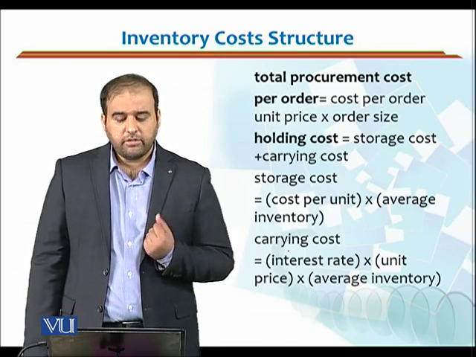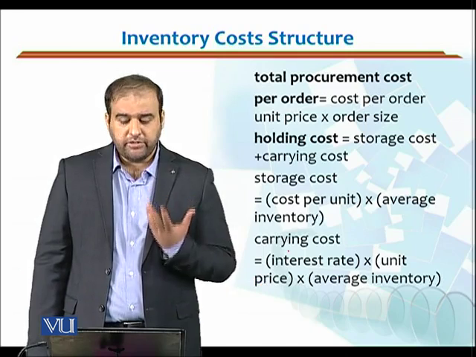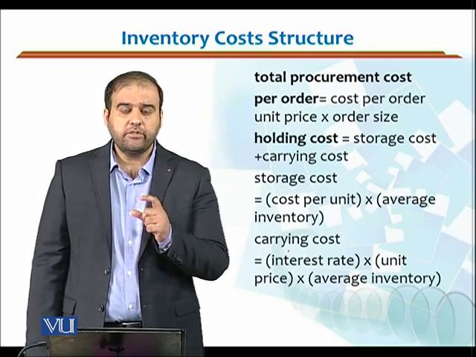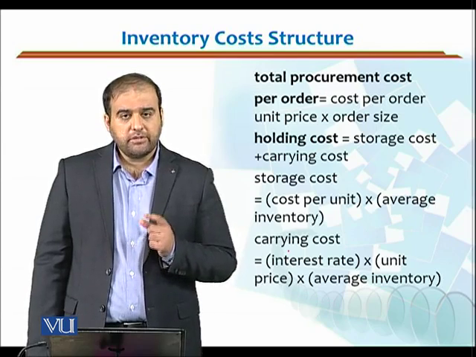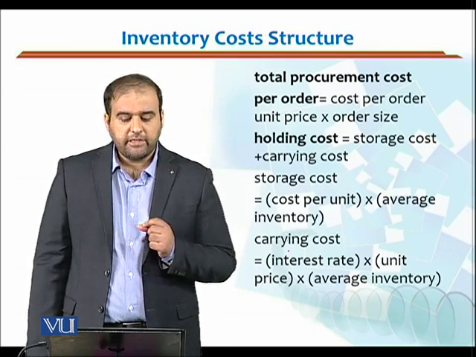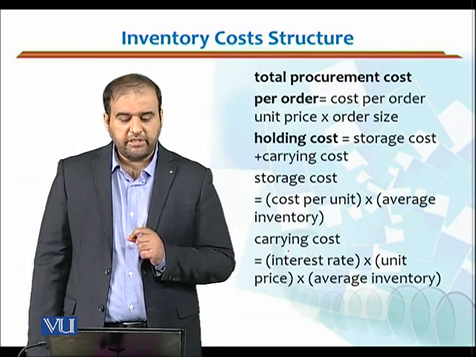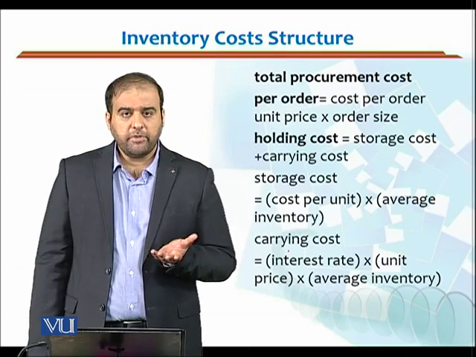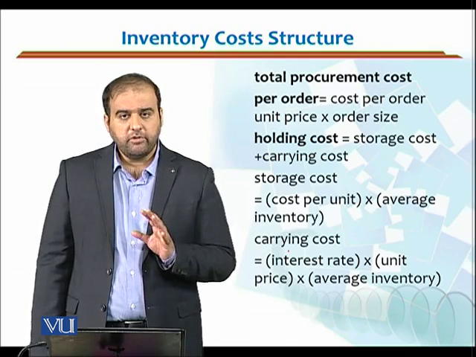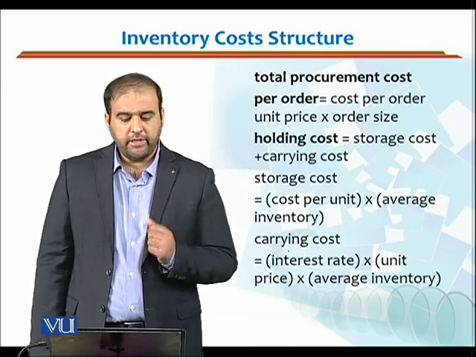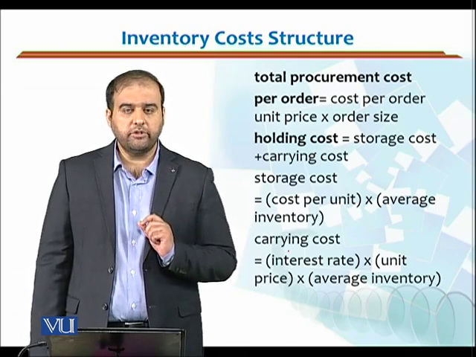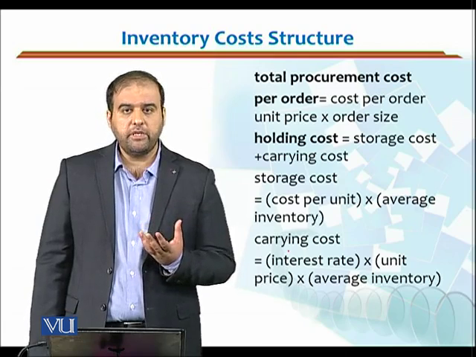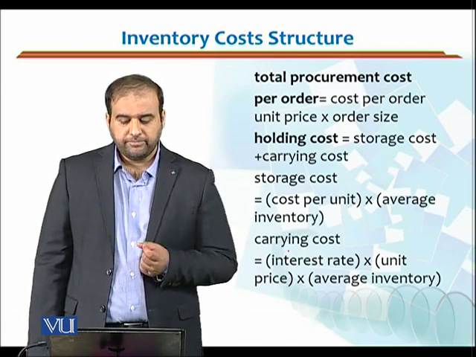Then we have holding cost. How would you compute it? It's the storage cost plus the carrying cost. Now, what actually is storage cost? Storage cost itself is computed as the cost per unit multiplied by the average inventory. How much average inventory do you keep with you? You need to multiply it with the cost per unit. That would be your storage cost. Actually, it's the average storage cost. It could also be the average cost per unit.